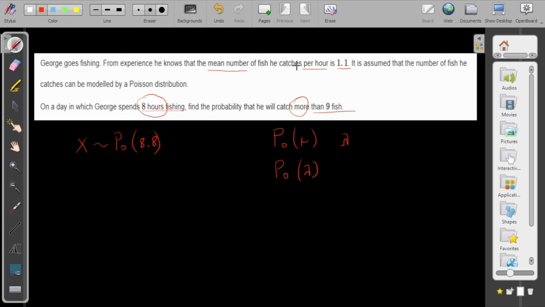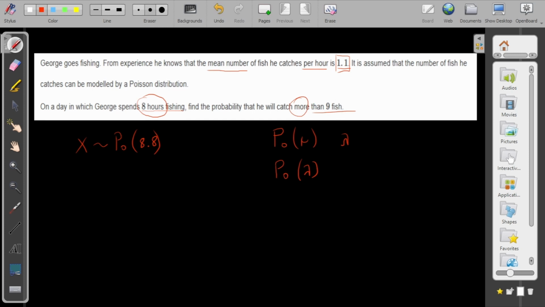Now in many problems this is the most defining factor. They will give me a mean number in a specific time period, 1.1 here, the mean per hour, but they will ask me about a different number of hours. If it would be 24 hours here, the mean would be 24 times 1.1. So be careful, every time I have to combine these two things.